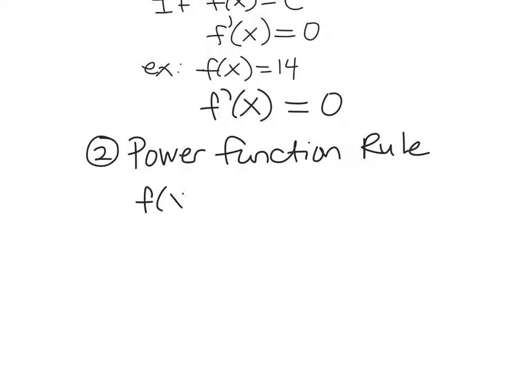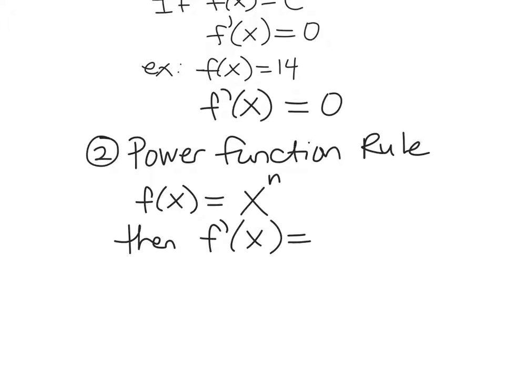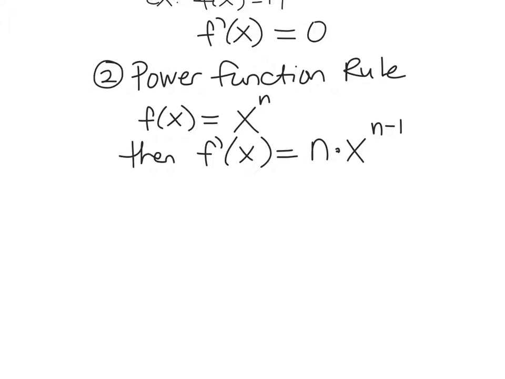It says, if f of x is x to the n, then f prime of x is, and a lot of you guys know this already, you bring the n down to the front, times x, and then you subtract 1 off of the exponent. That's very powerful. It's huge. There's a big proof for that, but we don't need to learn it. That's going to be a lifesaver, right?